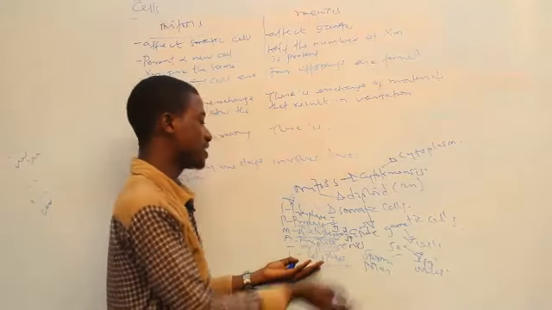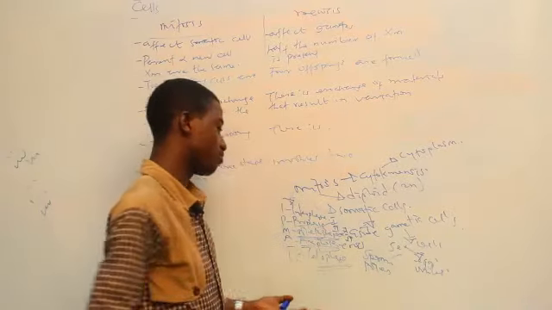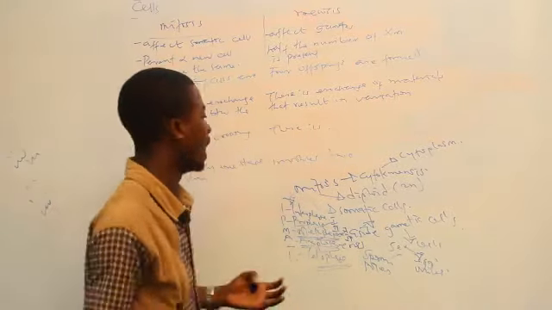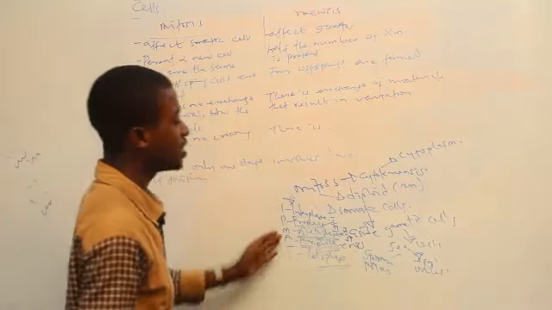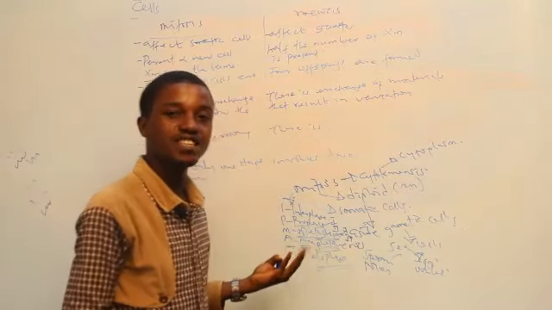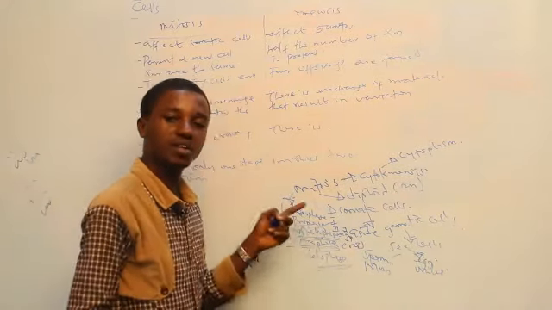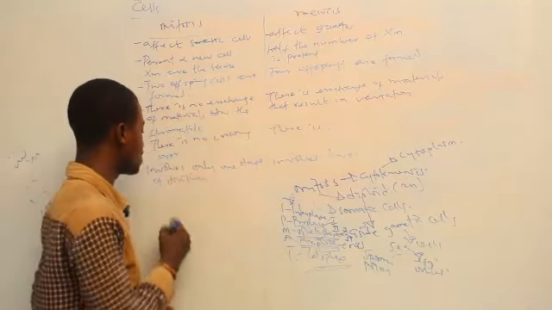So after the telophase, interphase will come in again. Prophase will follow, then metaphase, anaphase, telophase, like that. So these are the stages for mitosis. There are also stages for meiosis. Now these are the basic points on mitosis. Let's look at the basic points on meiosis.